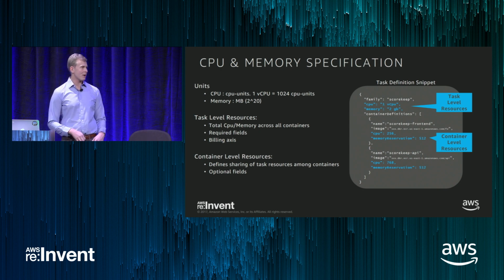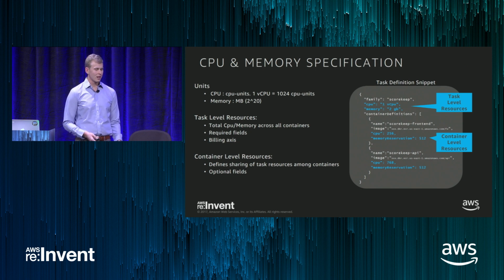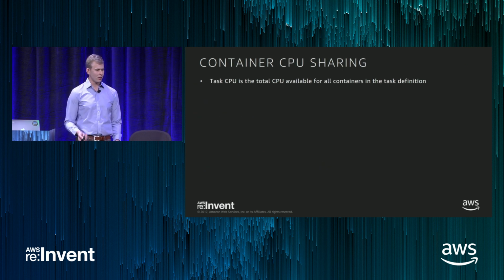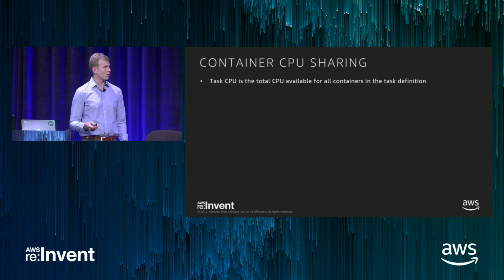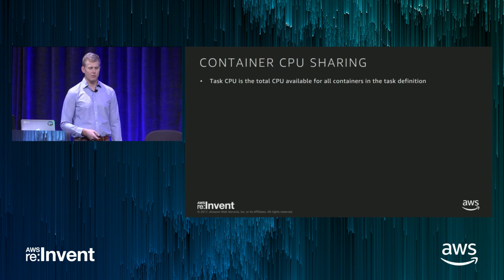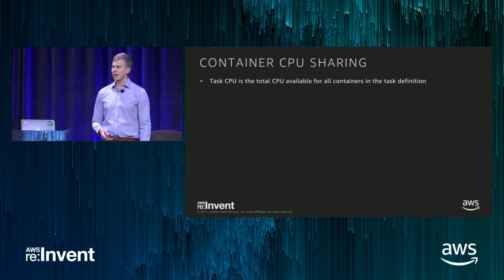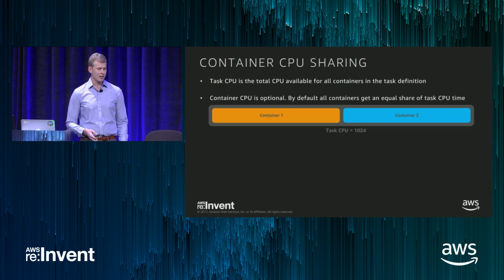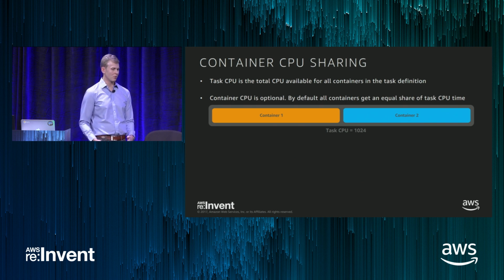And so to get an idea about how all this works together in practice, let's go through it step by step. Let's first start with CPU. As previously mentioned, the CPU is the total amount of CPU allocated to your task. By default, each container is given an equal share of the available CPU when under contention. If there is no contention, the containers can then burst up to the total amount of CPU specified at the task level.